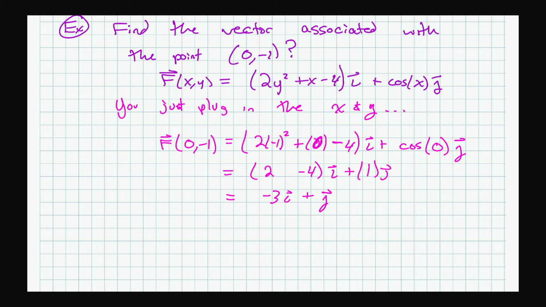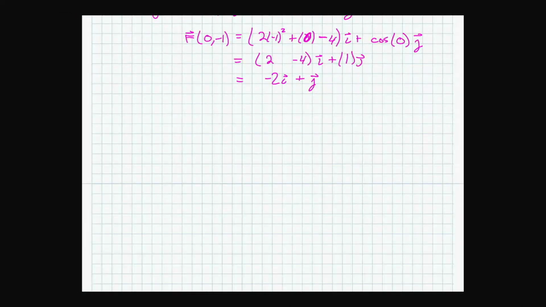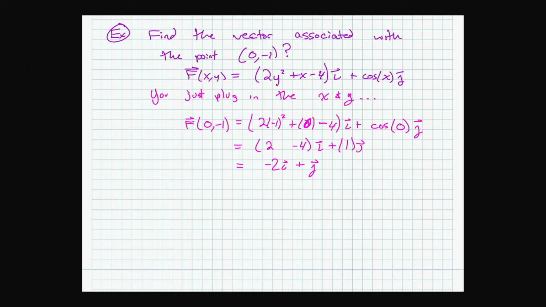So it's just 2 minus 4 there. So -2i plus j. Okay. So, I mean, that's it. There's nothing really to that. Okay. So the next thing you're going to learn how to do is how do you draw a vector field?